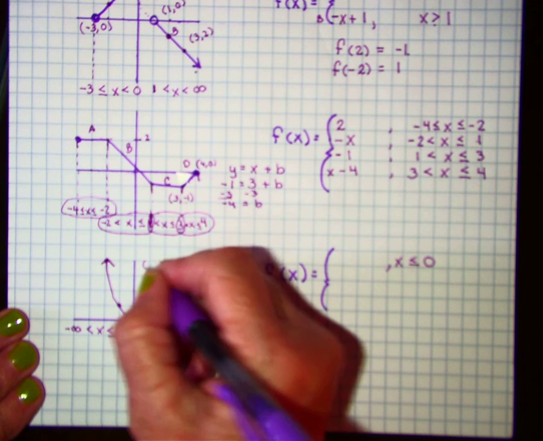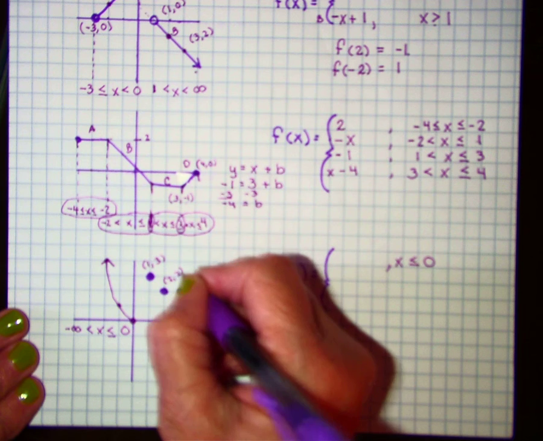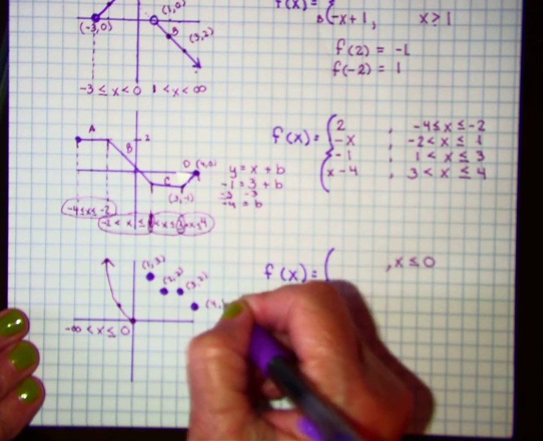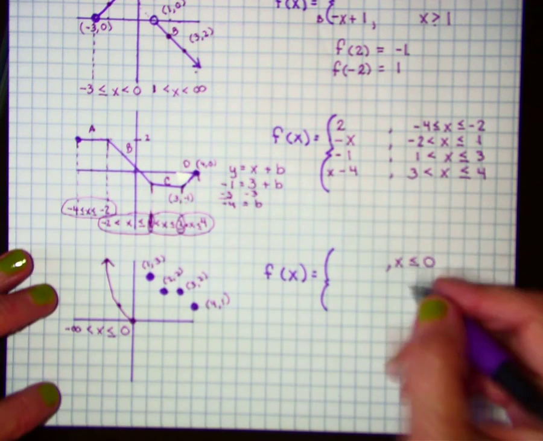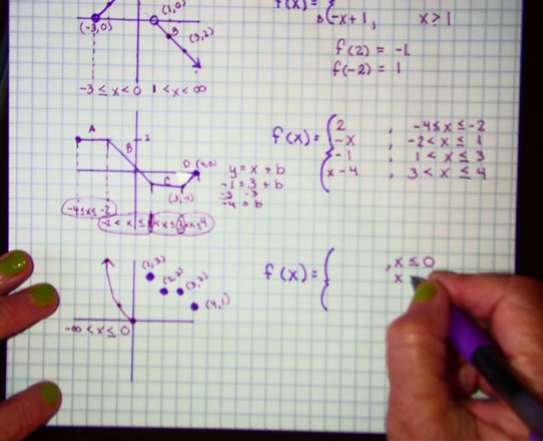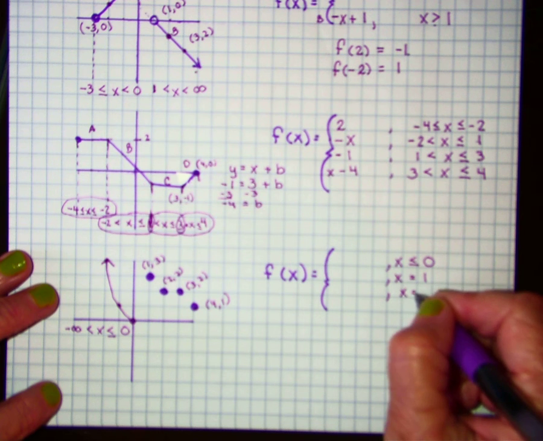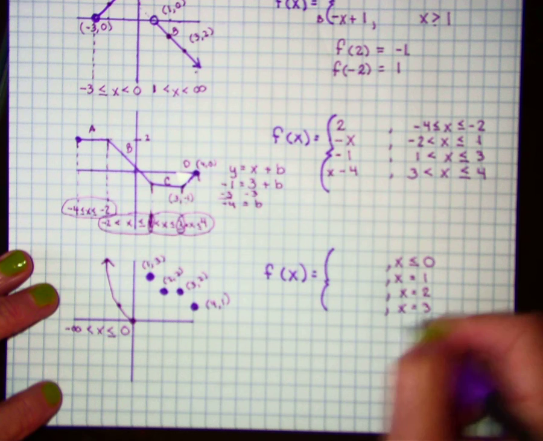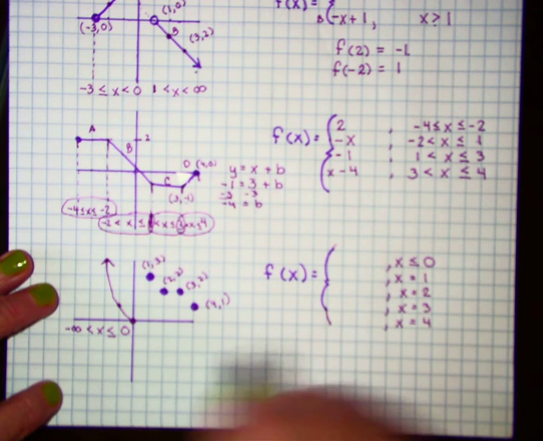So if I look at this point, it's at (1, 3). This one is at (2, 2), (3, 2), and (4, 1). They're not connected, and so each one of these is a separate function. So here, I'm going to just have when x equals 1, when x equals 2, when x equals 3, and when x equals 4. And I have to do this because these are very specific points.